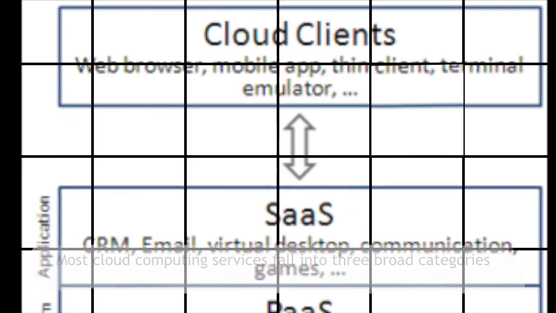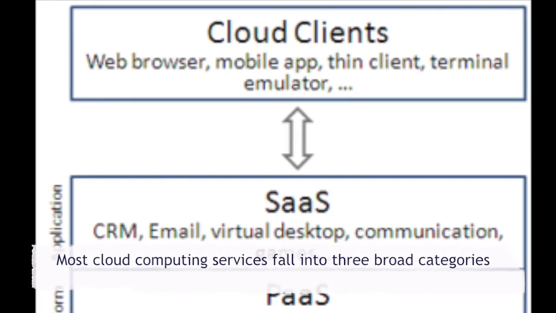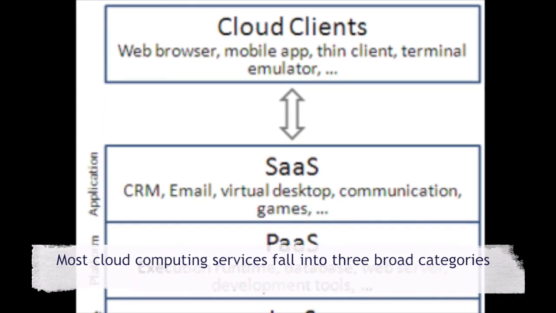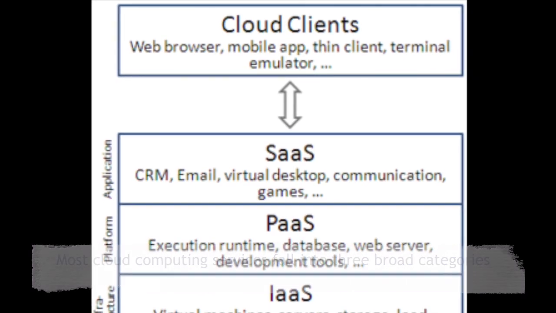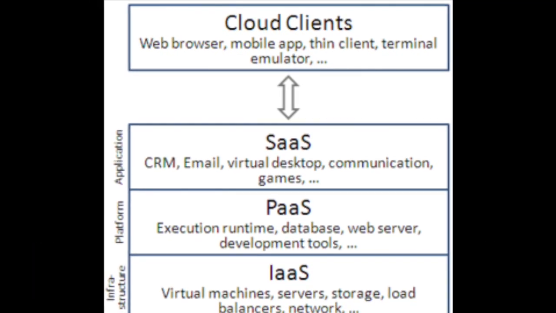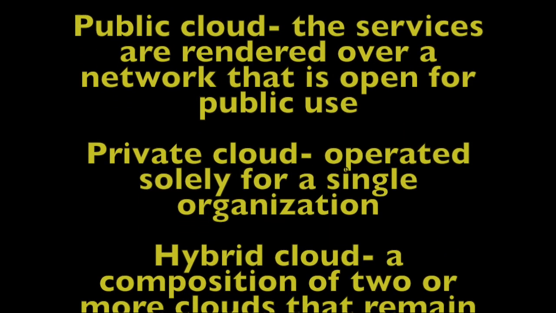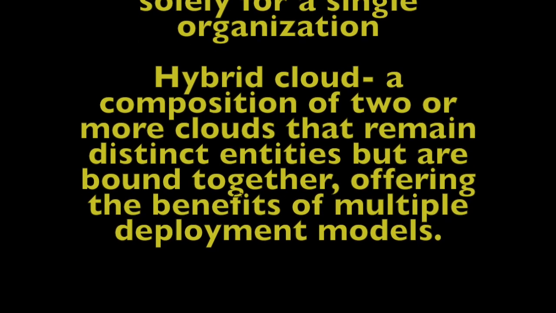Most cloud computing services fall into three broad categories: infrastructure as a service, platform as a service, and software as a service. Also, there are three types of cloud deployments: public cloud, private cloud, and hybrid cloud.